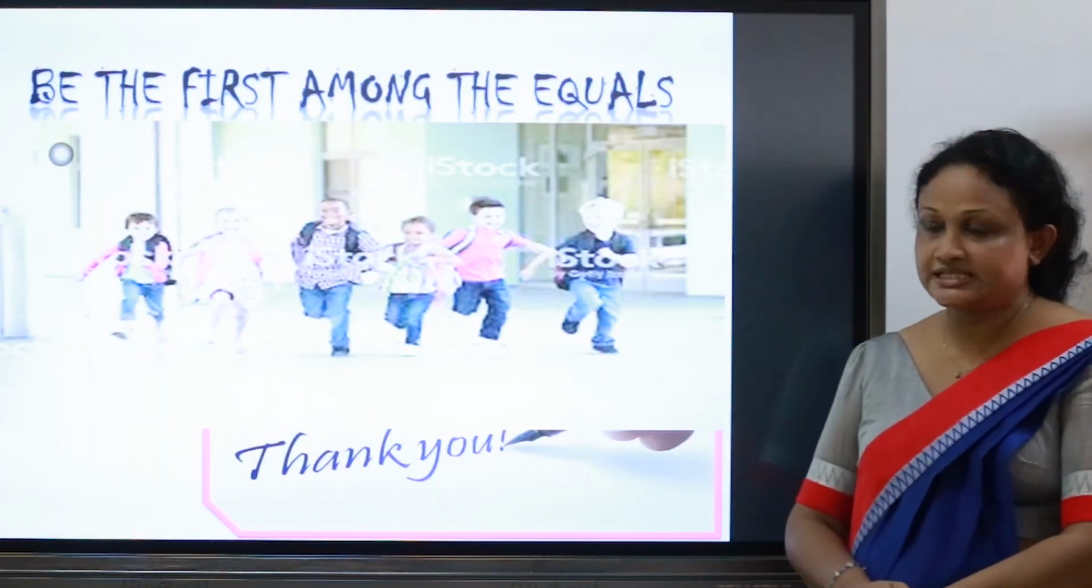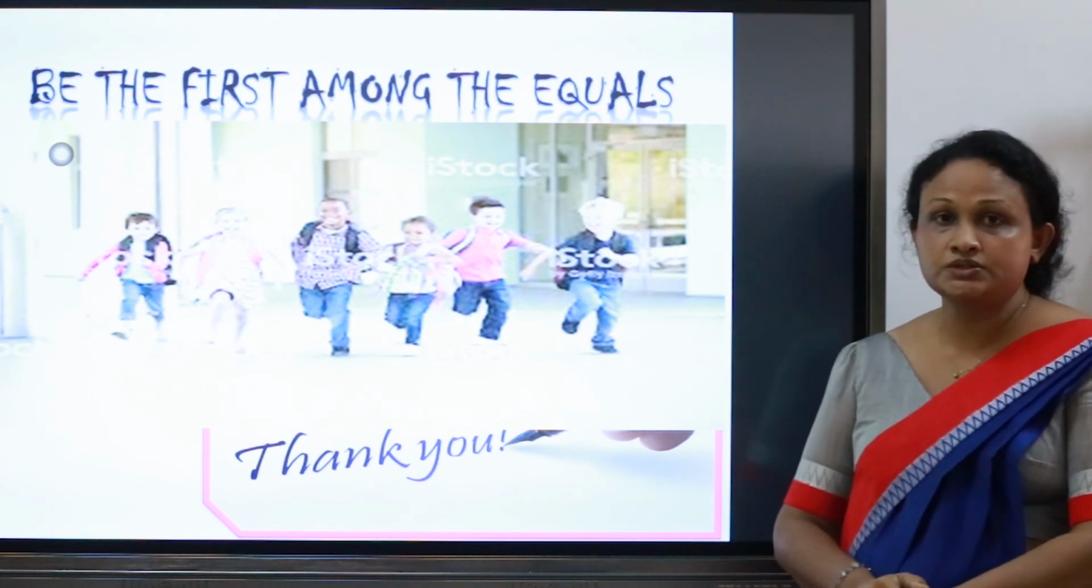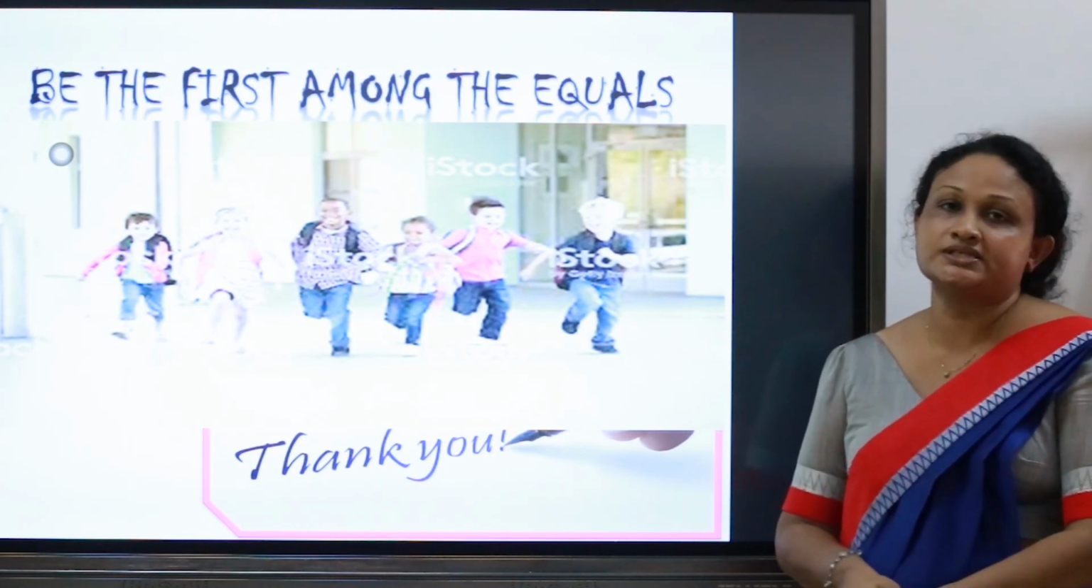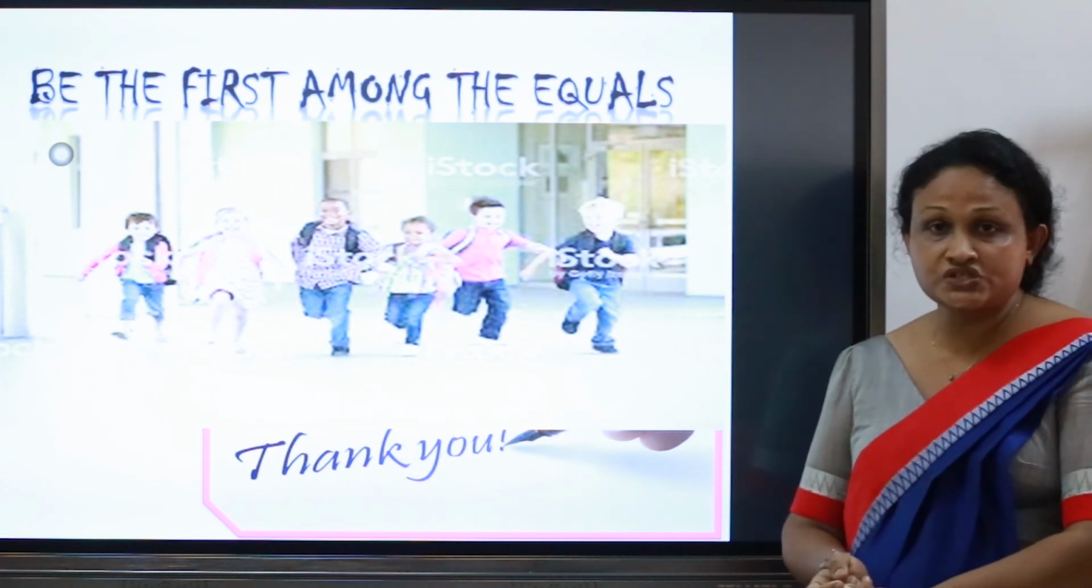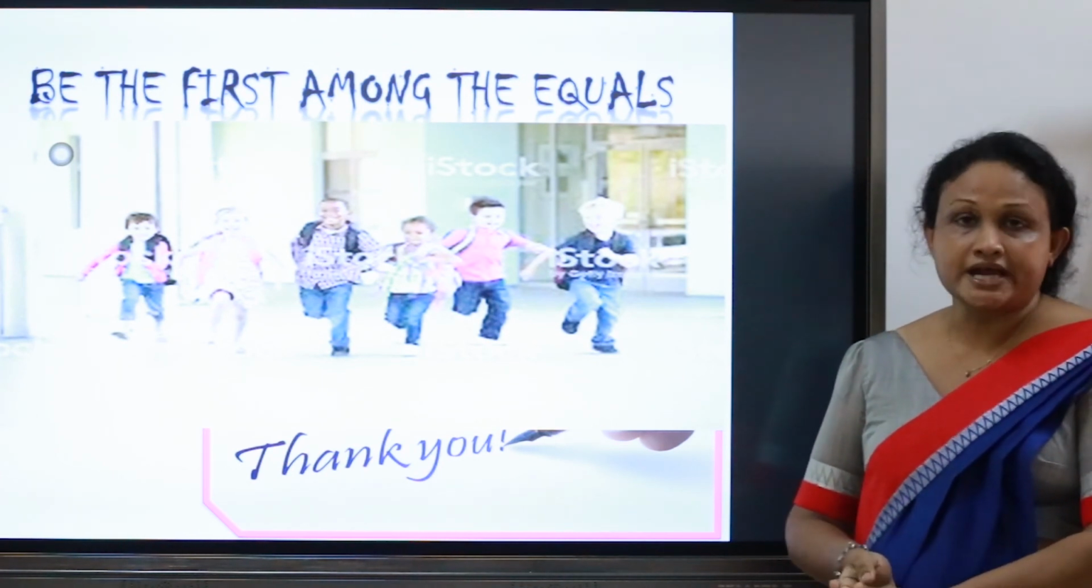That's the end of today's lesson. Hope you understood how to describe a picture using the sentence structures, there is and there are, then how to use prepositions and how to describe actions.